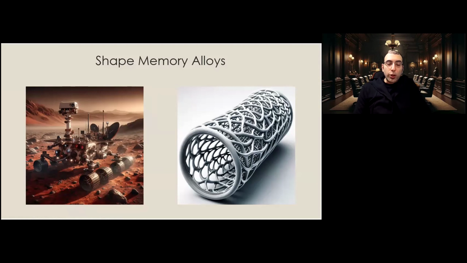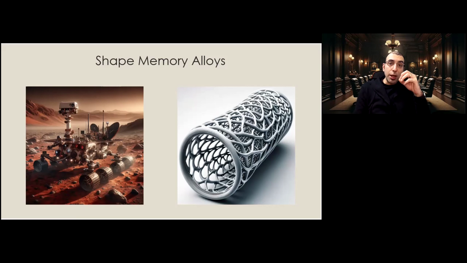Hi everyone, welcome back. Today we're going to talk about shape memory alloys and their unique behavior and what makes them different from normal alloys. So we are using shape memory alloys in Mars rovers and robots that are going to space. We are also using shape memory alloys in biomedical engineering, as the image on the right, using stents to open up arteries using shape memory effect of these special alloys.